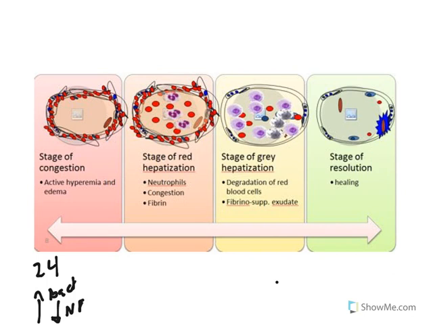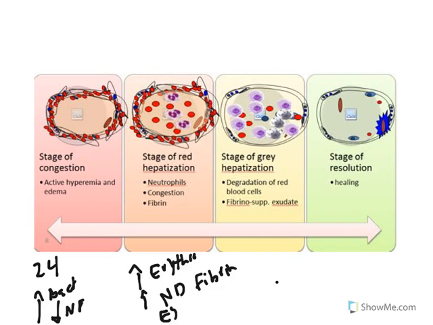Hepatization because of its similarity with the liver. The color of the lung will be very reddish, okay? And why is the color reddish? Because we have a lot of erythrocytes, which are red blood cells, RBC. We have neutrophils, we have desquamated epithelial cells, and we have fibrin. Because some damage starts to happen in the alveoli, and in the blood vessels also, RBCs start to come inside, and we have congestion.